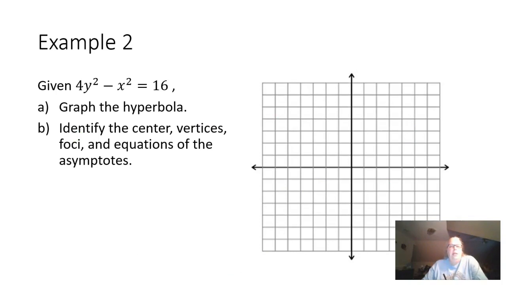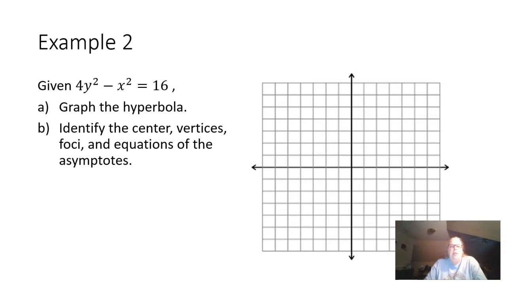Example 2, given 4y squared minus x squared is equal to 16. Part A, graph the hyperbola. Part B, identify the center, vertices, foci, and equations of the asymptotes. Okay, this time our transverse axis is actually going to be the vertical axis. It's going to be on the y-axis, which means that our hyperbola is going to open up and down.